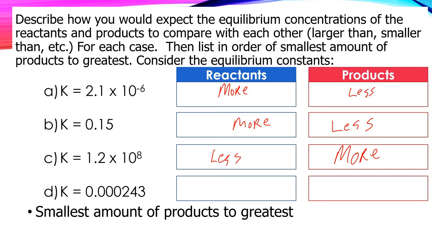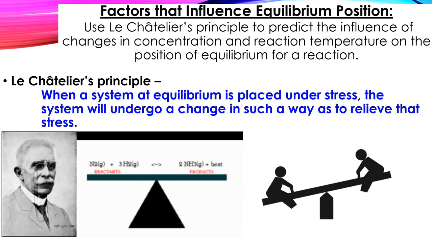More reactants and less products. Okay, so being able to look at a K, you should be able to tell me what's going on with the reaction at equilibrium. What's happening? Okay? All right. We get to what's called Le Chatelier.